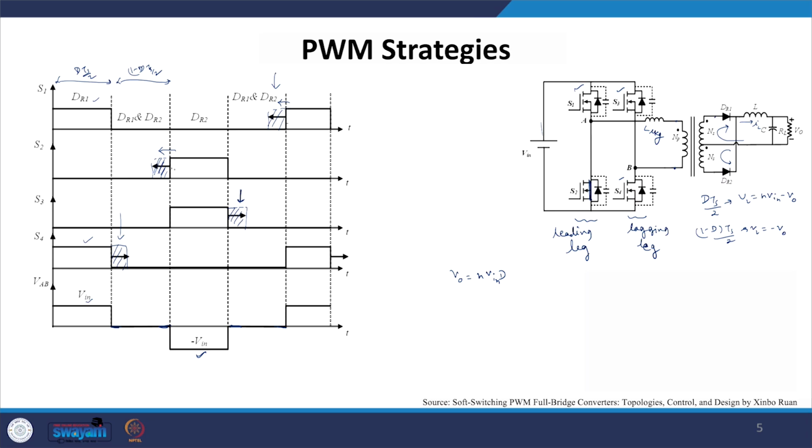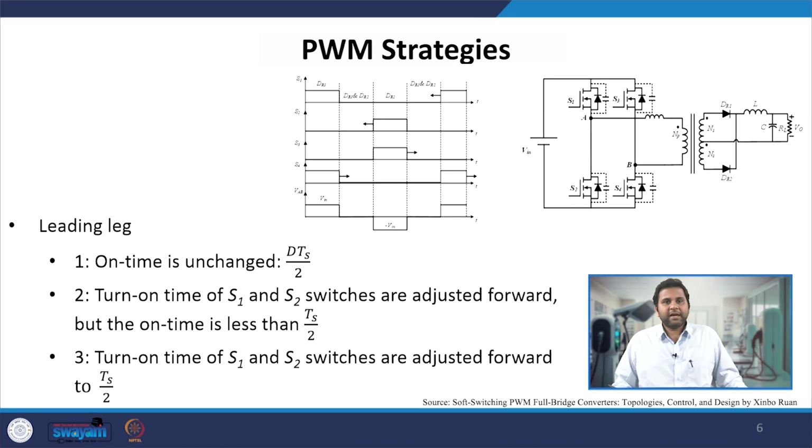Because even if we are changing just the turn on instances of one of the switches, we are not impacting any change in the VAB voltage, which is applied at the primary winding of this full bridge transformer. So in these kinds of modulation strategies, we are not changing the output voltage as our VAB is the same. However, we are just adjusting the turn on or turn off instances of the leading leg and lagging leg switches, which will help us in achieving soft switching of the switches in the full bridge. So based upon that, we can say there are certain possibilities.